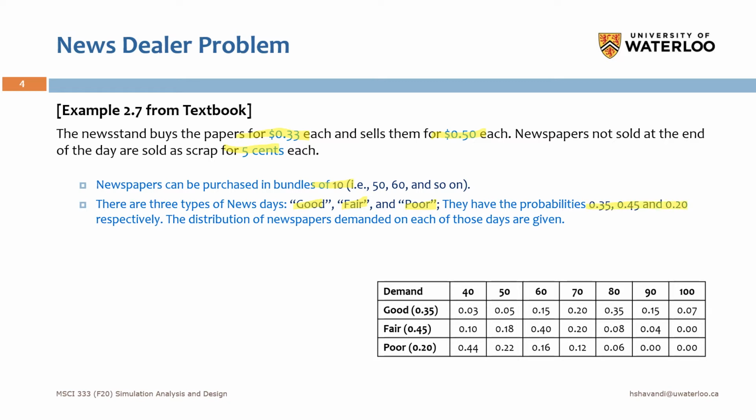Based on the historical data, we have observed that 35% of the time a day is a good day, 45% of the time a day is a fair day, and just 20% of the time a day is a poor day. So we have the probabilities like this, and here you see the demand for each type of day. Demand can be any number between 40 and 100, and not any number: since we assume bundles of 10, it will be 40, 50, 60, 70, 80, 90, and 100.